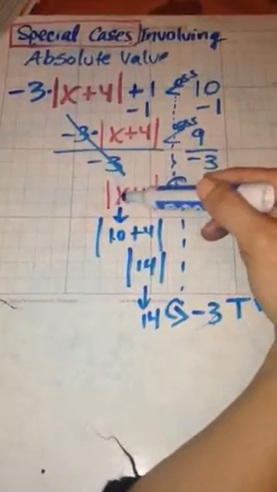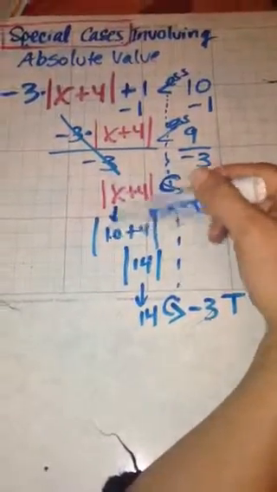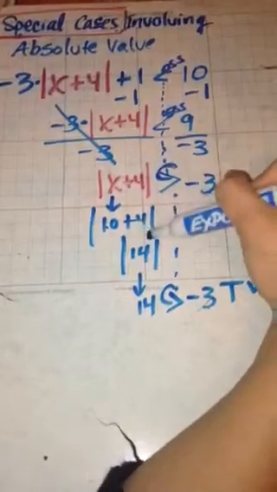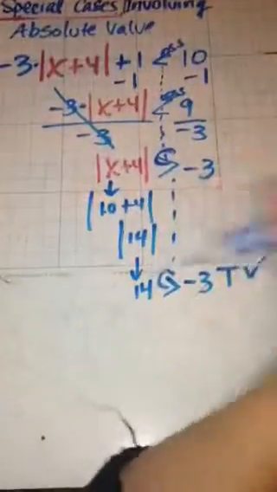Okay, so no matter what x is, well, we tried x is 10. So when we plugged in 10, we got the absolute value of 14. The distance from 14 to 0 is 14. 14 is greater than negative 3. So that value keeps it true. So x equals 10 is one solution.